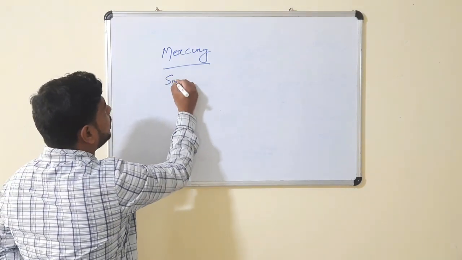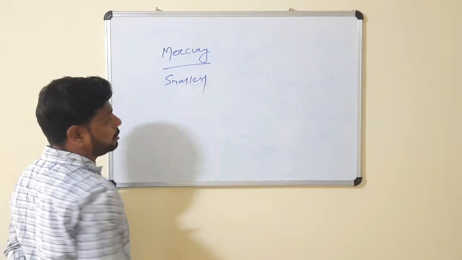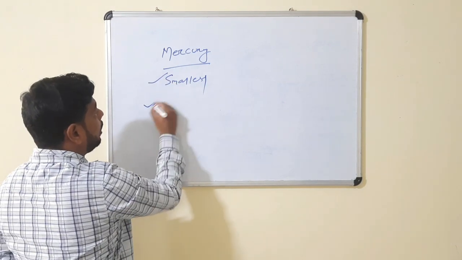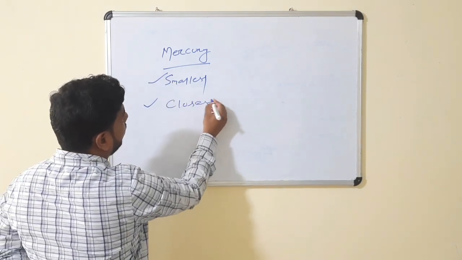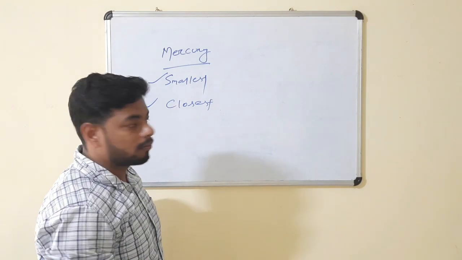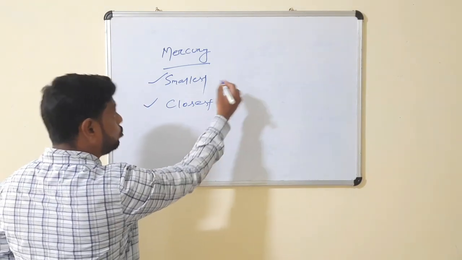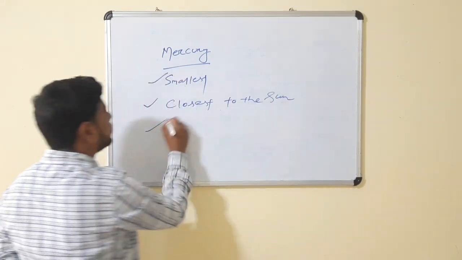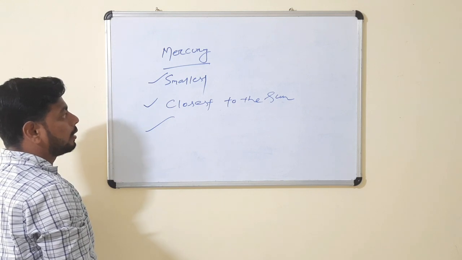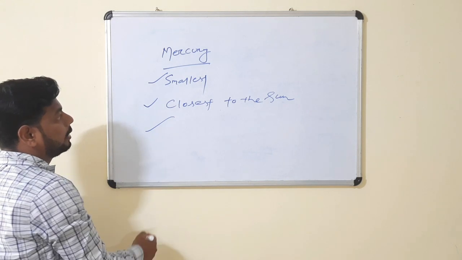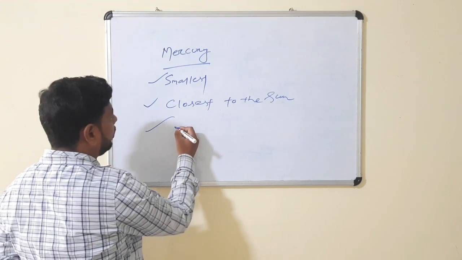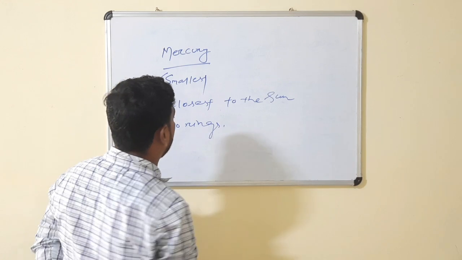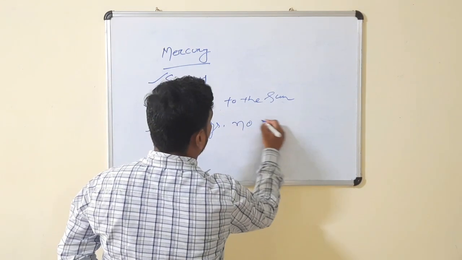Mercury is the smallest planet in our solar system. Among all the 8 planets, Mercury is the smallest one. It is the closest to the Sun among all the planets in the solar system. In fact, Mercury doesn't have any rings. Mercury has no rings and, in fact, no moon.